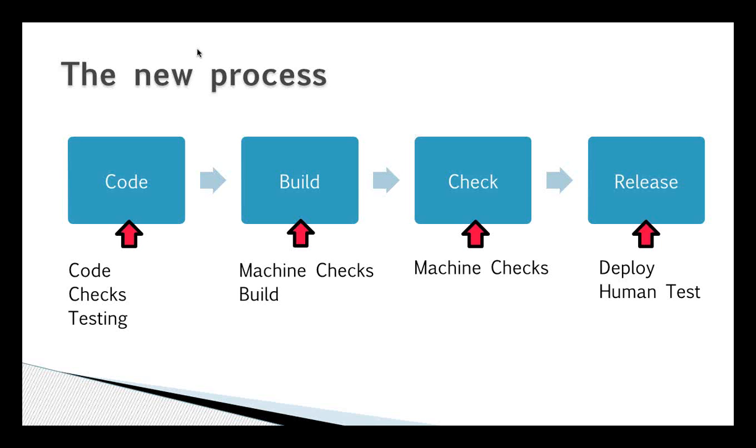So our process ended up looking more like this. We now have developers coding away, and there are checks and testing going on at the same time. So everybody is involved in this stage. And then whenever we're all happy and we think it really is complete, the code is committed and the build kicks off. So we're running all of our machine checks and integration and everything like that.